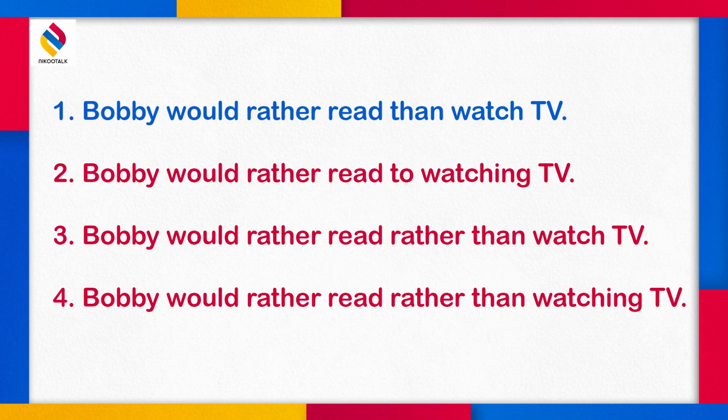Here again we have would rather, but this time we are comparing two activities with each other. We're mentioning two activities. And there's only one way you can divide these two verbs, and that is with the word than. Bobby would rather read than watch TV. And the rest of the sentences are all wrong. So remember, you would rather do something than do another thing. This is the rule.